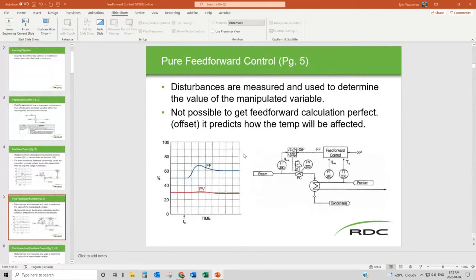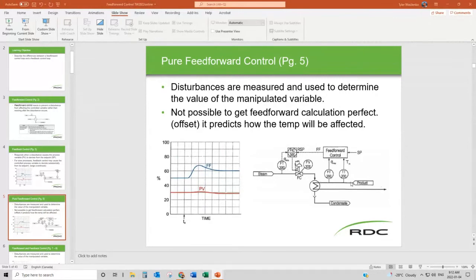We look first here at pure feedforward control, and like many things we did in third year, we start out with a baby step or the primitive version of the control, and then we add the different elements into it until we get the fully developed feedforward control scheme, and each step we take gets a little bit better. So here we look at pure feedforward control, where the disturbances are measured and they are used to determine the value of the manipulated variable.